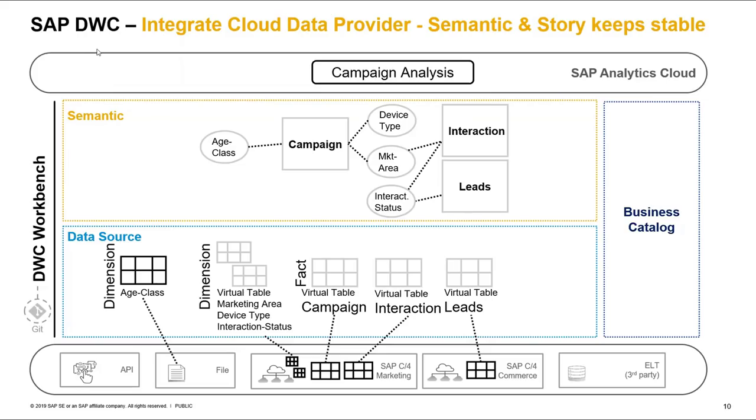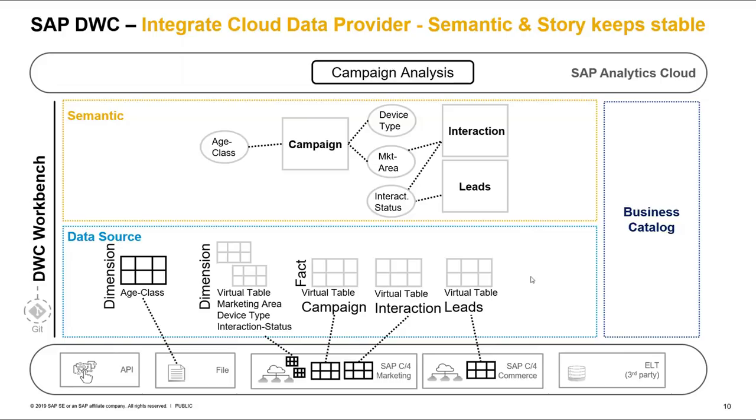In step 3 of building and enhancing the digital marketing model, Jane became aware that campaigns have been released last week on a new channel, which is not part of the C4 marketing channel analysis today. Jane is being asked to integrate the additional campaign data using a cloud data provider into the existing digital marketing model. It's relevant that the existing semantic model and the story stay stable for the end users, as this would only reflect an enhancement of the data sources of the existing models.